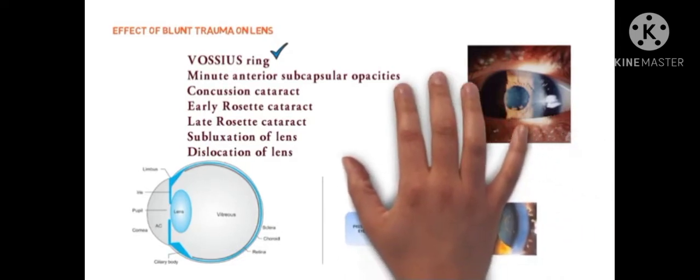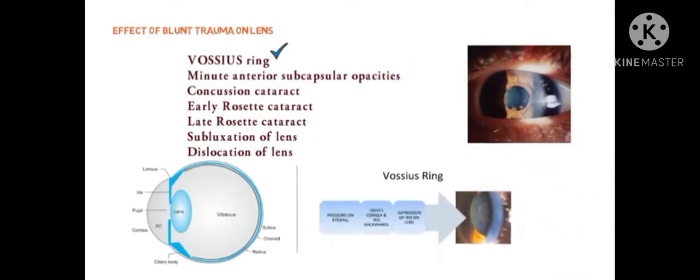So what is the sequence? There is pressure on the eyeball due to the trauma. After that, due to this pressure, it drives the cornea and iris backward. Due to this, there is an impression of the iris on the lens, and due to the striking on the lens, this causes the osseous ring.